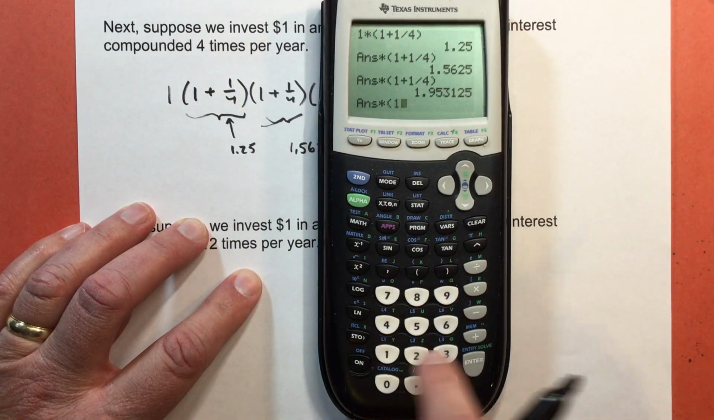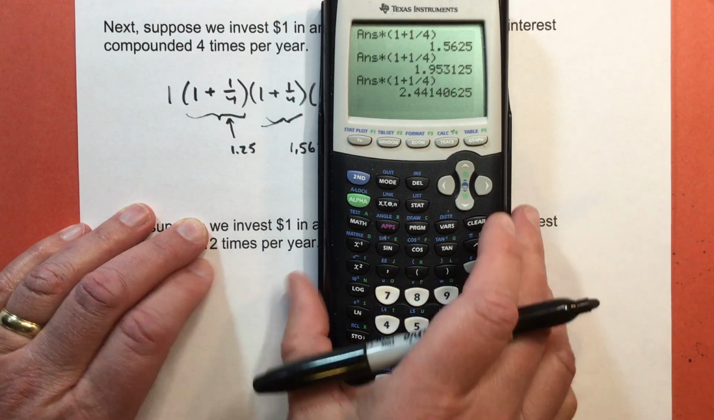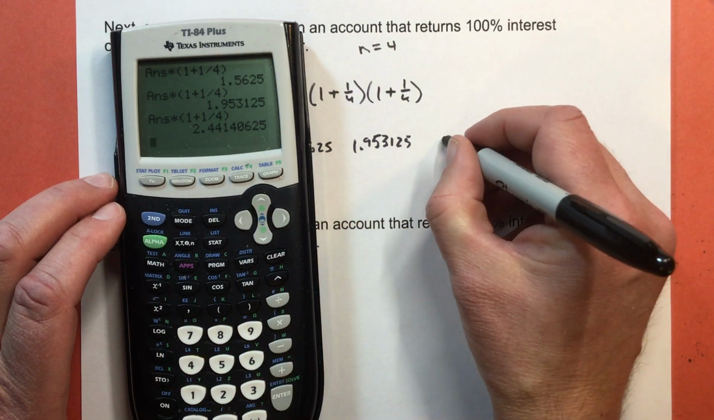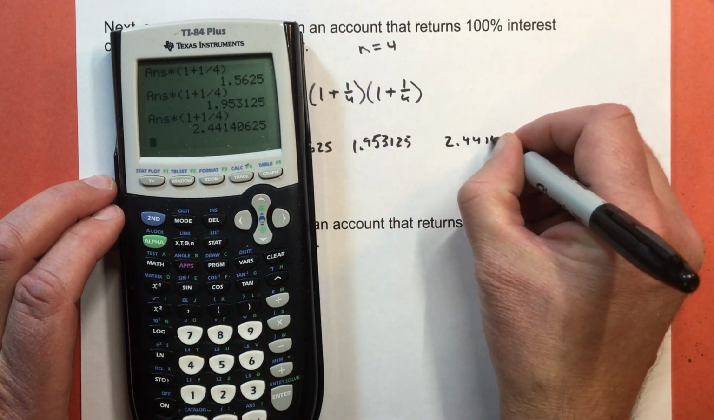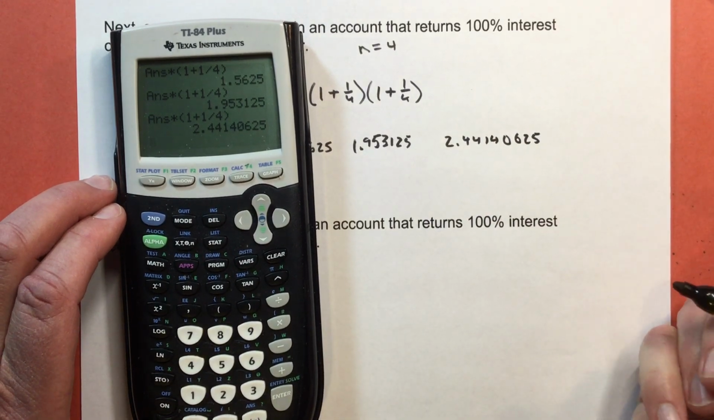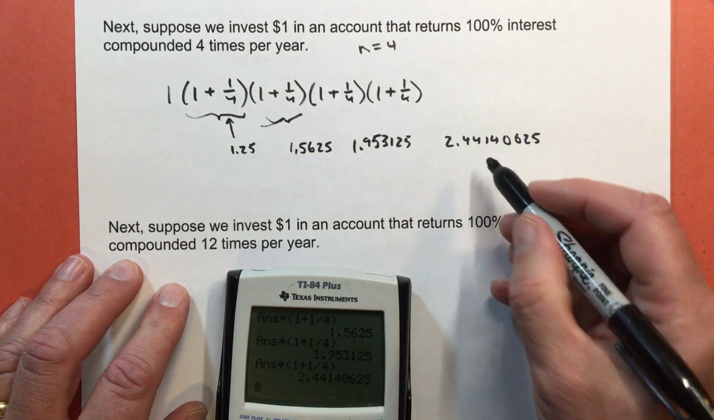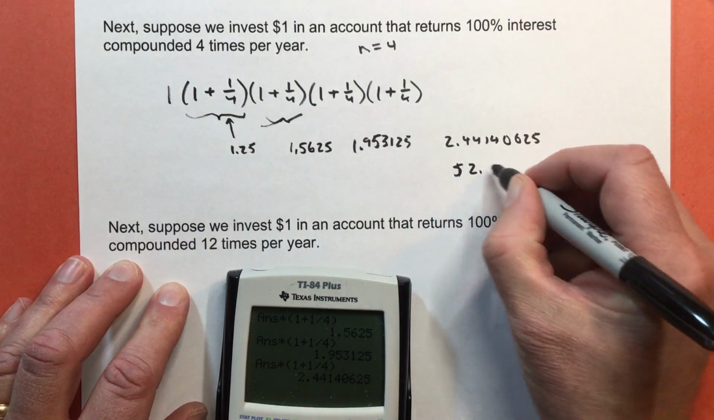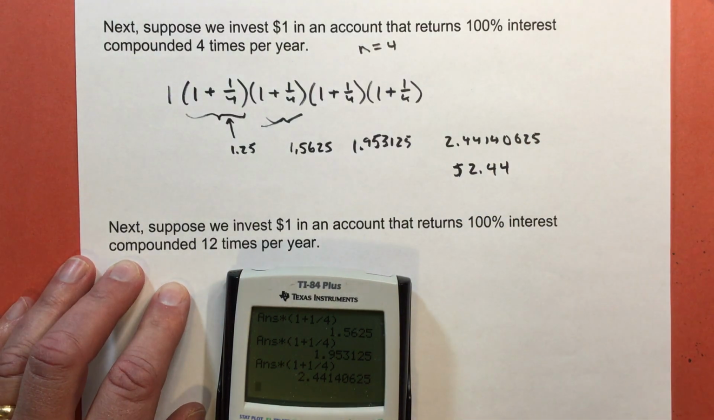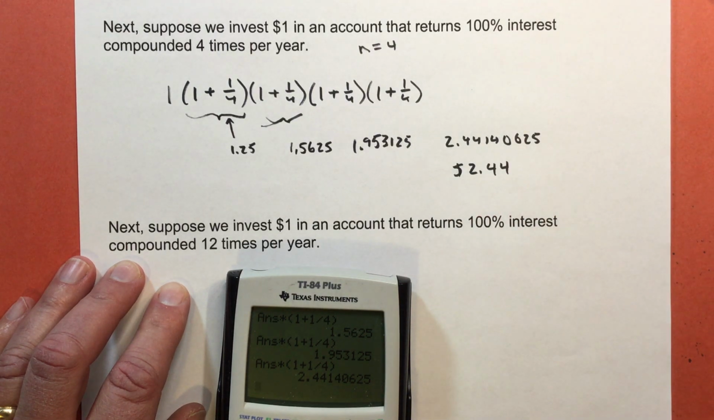Multiply 1 plus 1 divided by 4. And now I'm at 2.44140625. And if I say, all right, now I would like my money back, they're going to give me $2.44. And this extra bit that I have here, that gets rounded down.